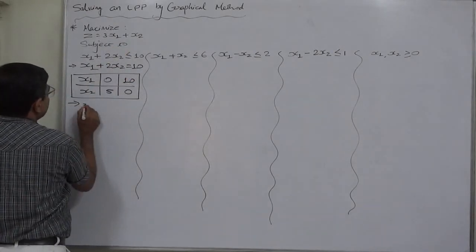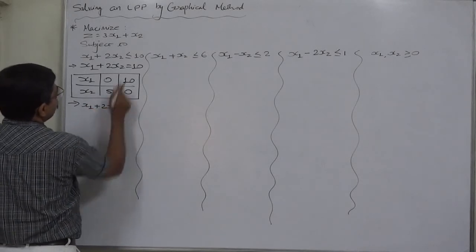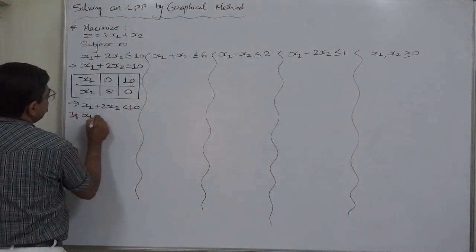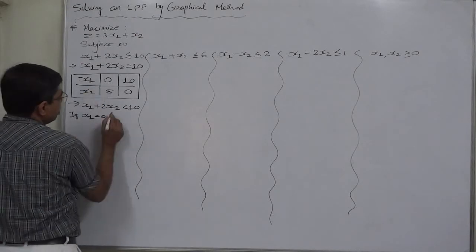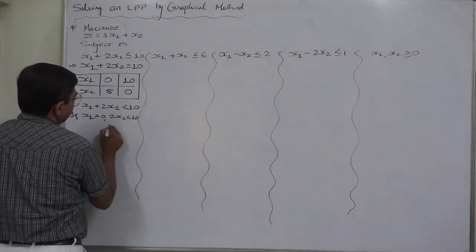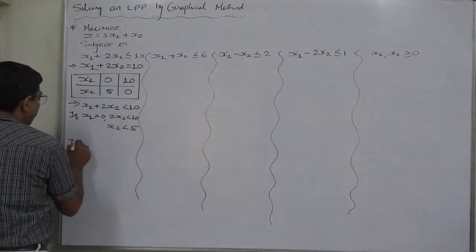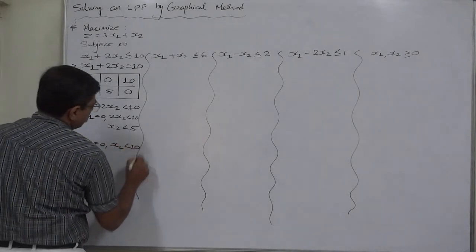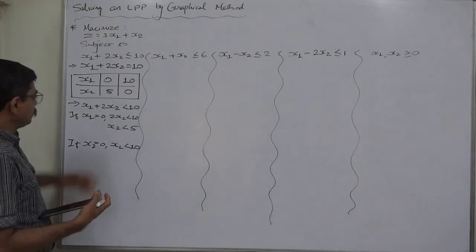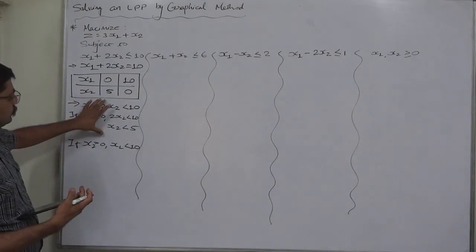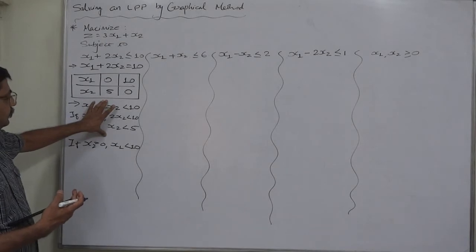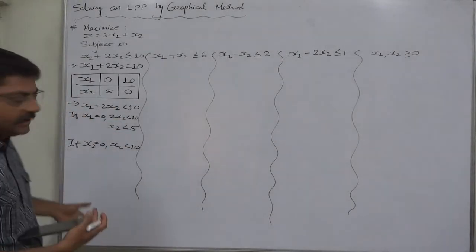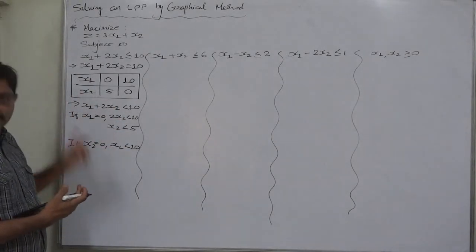Now inequality part, x1 plus 2x2 less than 10. If x1 takes value 0, then it will be 2x2 less than 10. That means x2 less than 5. And if x2 takes value 0, then it will be x1 less than 10. To determine the graph of inequality part and to shade it correctly, this part is necessary to understand.